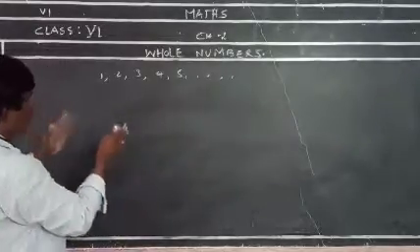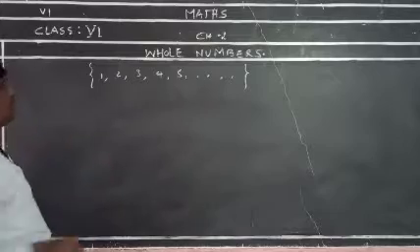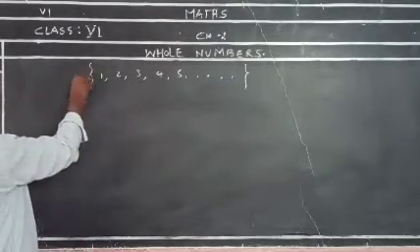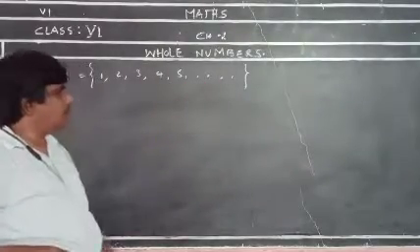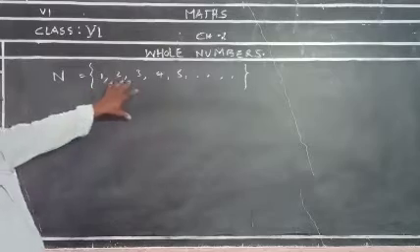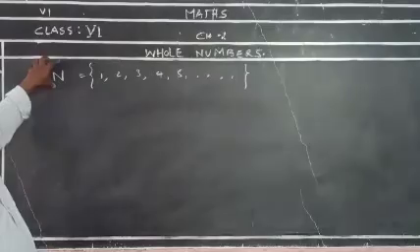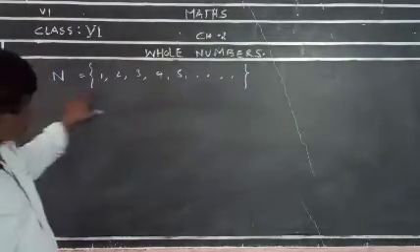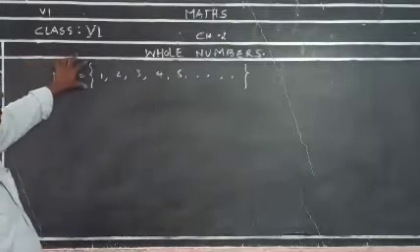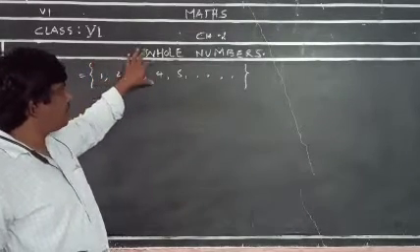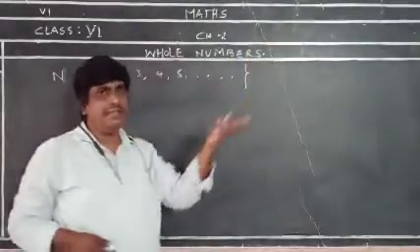So if we keep all these numbers as a set, the numbers are 1, 2, 3, 4, 5, and so on up to infinity, and all natural numbers are represented by the English letter N, that is capital letter N. We read it as N is equal to the set of 1, 2, 3, 4, 5, and so on. We don't know the last number, so we cannot predict it.